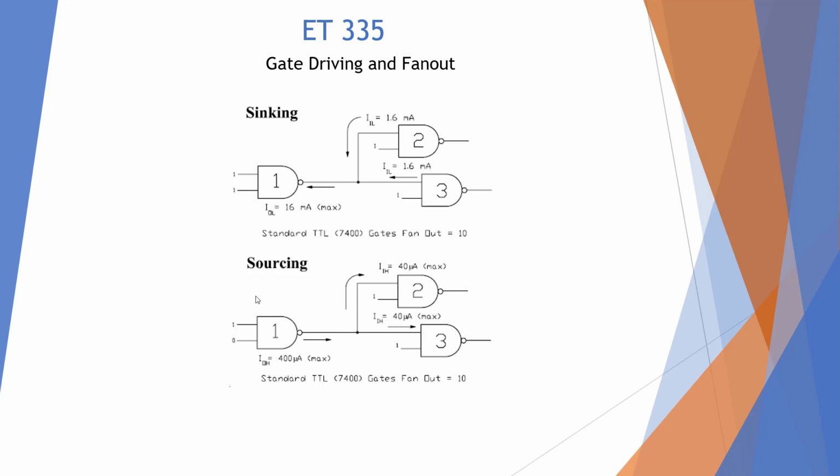For sourcing condition, it will drive 400 microamps, significantly smaller than the 16 milliamps low. Okay, so the gates, when they're high, will take up 40 microamps. So if we do the math, also the fan out's 10. So TTL gates will drive 10 gates of the same family.